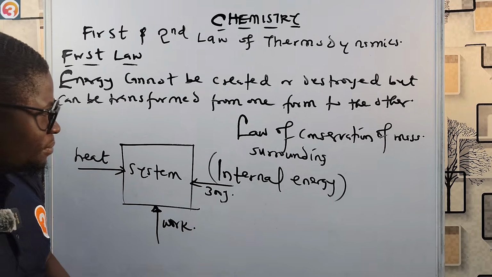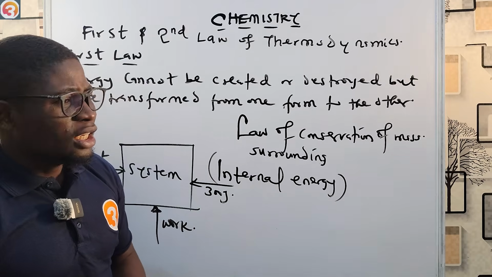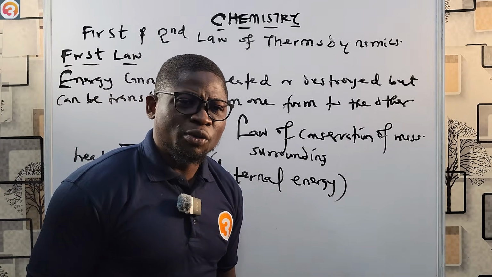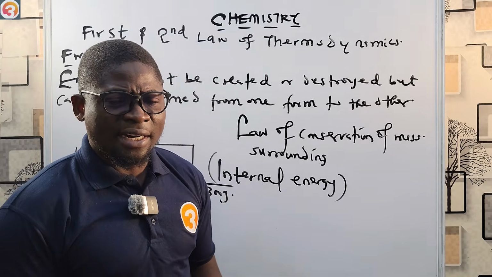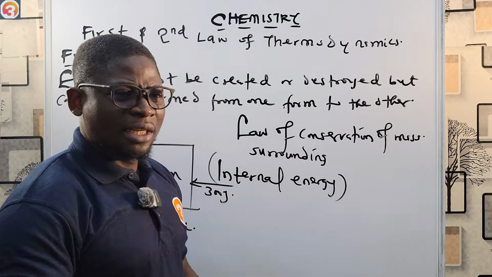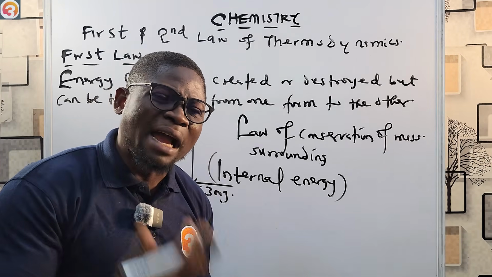Now, this 300 joules did not just come from anywhere. Did it? No, it does not just come from anywhere. Let's say, for example, you want to sell your phone. You want to sell it for 500 naira. Somebody gives you the 500 naira, and then you give the person the phone. The 500 naira did not just appear in your hand like that.